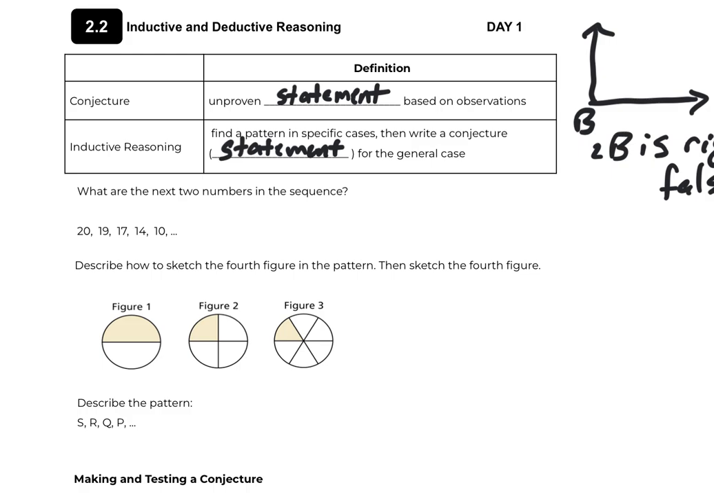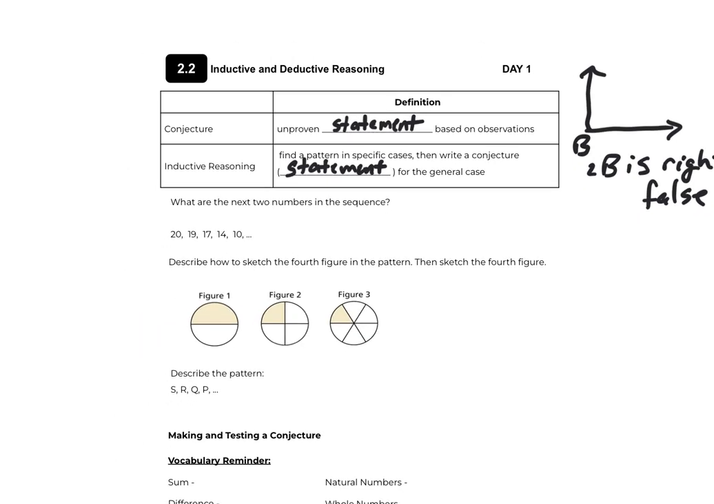So sometimes these are a little bit tricky because you know there's some type of pattern because it'll tell you there's a pattern and you've got to figure out what it is, okay? Let me show you an example before we get into some of those examples.